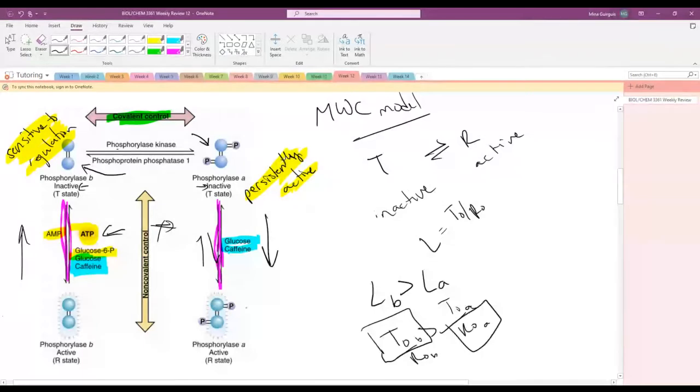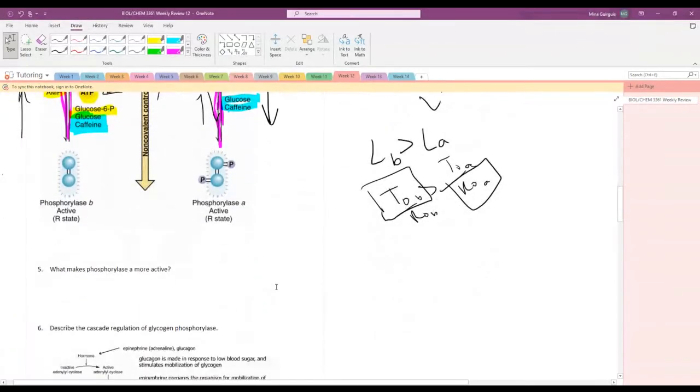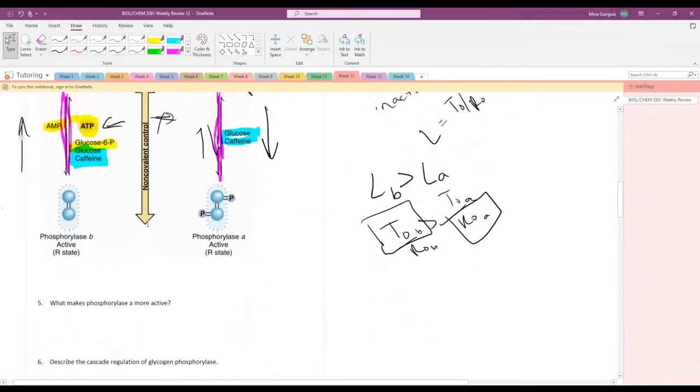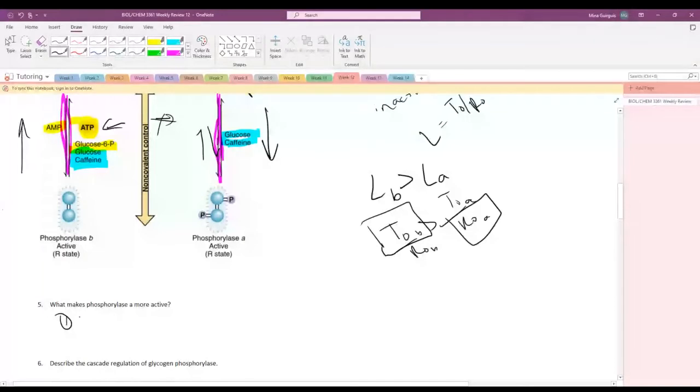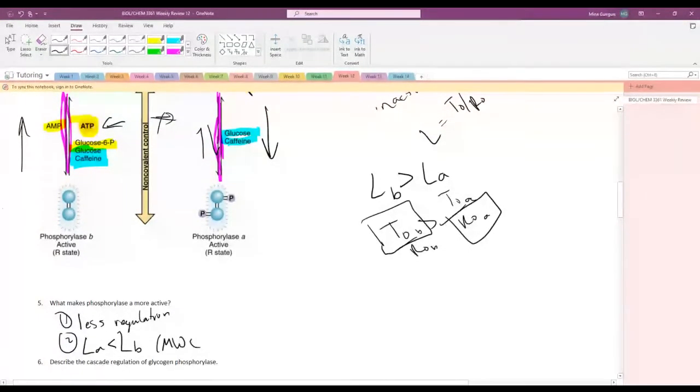Okay, then let's jump into the next part. What makes phosphorylase A more active? Spoiled that for myself. It's okay, it's important to write it as well. So first, less regulation. And second, the L of A being less than the L of B per MWC. Okay? All right, excuse me. So that's phosphorylase, or that's glycogen phosphorylase.